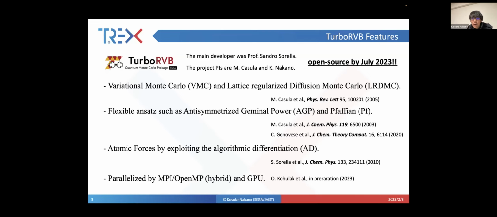Another prominent feature of TurboRVB is that we can compute atomic forces by exploiting the algorithmic differentiation developed by Sandro Sorella, which is very important for materials science and condensed matter physics research. Last but not least, TurboRVB is parallelized by MPI, OpenMP, and GPU, which is very suitable for application on high performance computers, exascale computers.